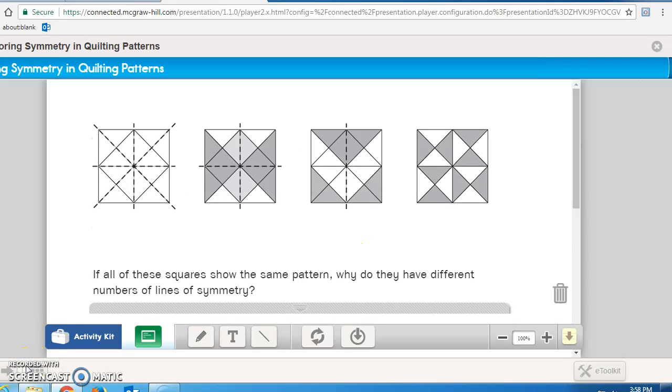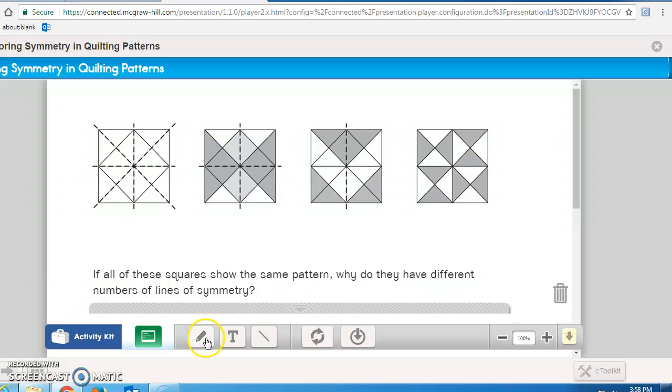Take a look at the squares shown on the screen. Look at how they all look somewhat similar. If all of these squares show the same pattern, why do they have different numbers of lines of symmetry? So what they're showing you here is this one has 4 lines. 1 vertical, 1 horizontal, and then 2 diagonally. But yet this one that's shaped very much the same only has 1 horizontally and vertically. And yet again, this one only has 1 vertically. And here yet still has none.